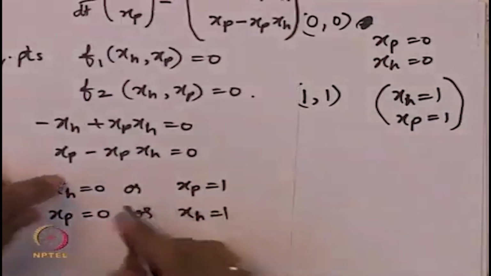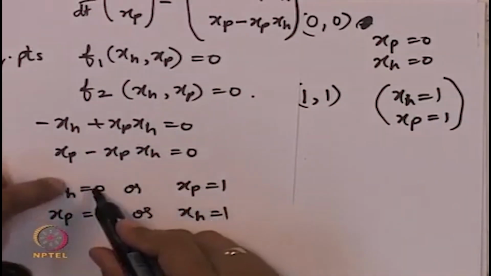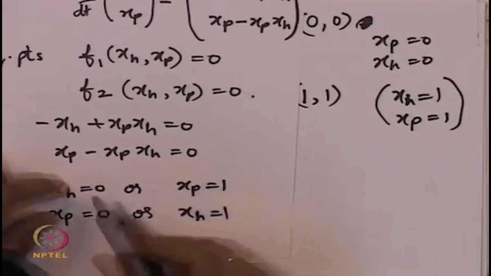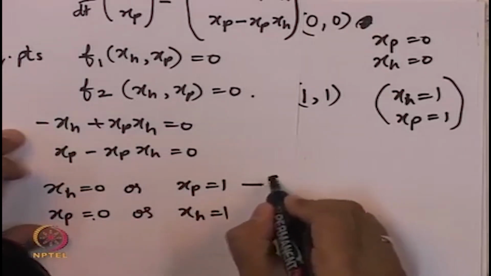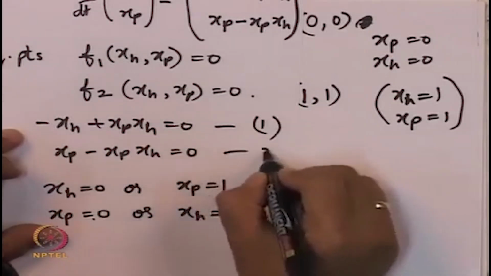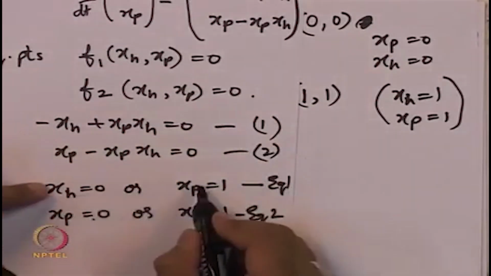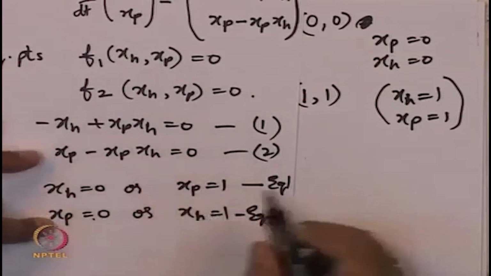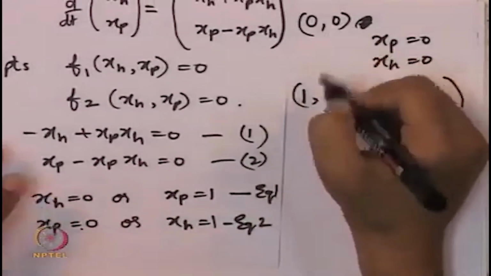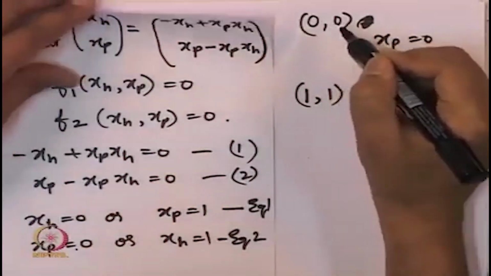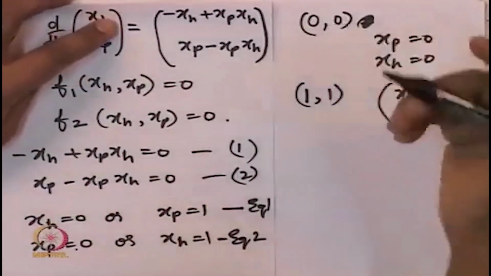Notice that if xh is equal to 0, you cannot have xp equal to 1. Why? Because for both equations, this is equation 1 and this is equation 2. Equation 1 says any one of these two possibilities. Equation 2 says any one of these two possibilities. When we combine them, we get that these two equilibrium points, these two values of xp and xh, are situations where the population does not change as a function of time.